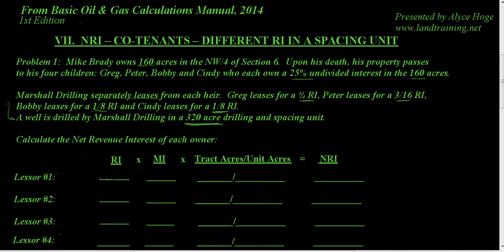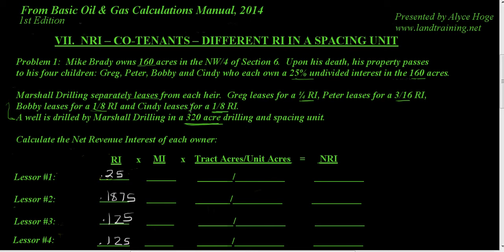All right, so right away we know what everyone's royalty interest is. So Greg leases for a 1/4 royalty, which is a 0.25. Peter leases for 3/16, which is a 0.1875. Bobby leases for 1/8, that's a 0.125. And then Cindy leases for a 1/8, that's a 0.125.